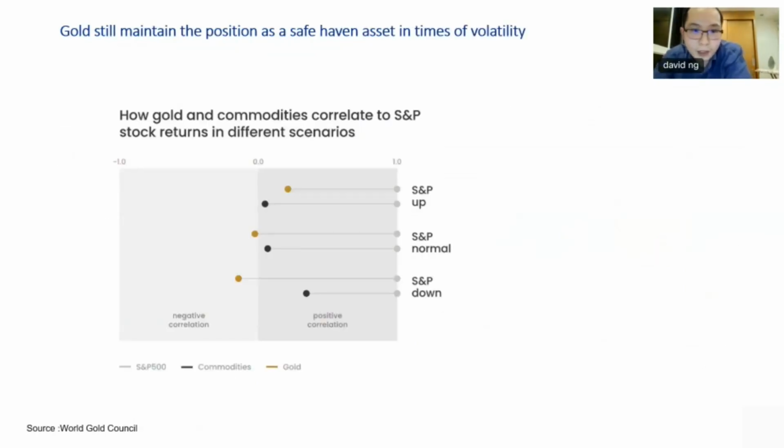Now, in terms of looking at the correlation, obviously I showed you the slide before. Whenever you have a bad equities market, people rush to buy gold. So in a sense, gold is inversely related to equities performance. If you're expecting equities to perform well, normally you don't expect gold to perform, and vice versa.